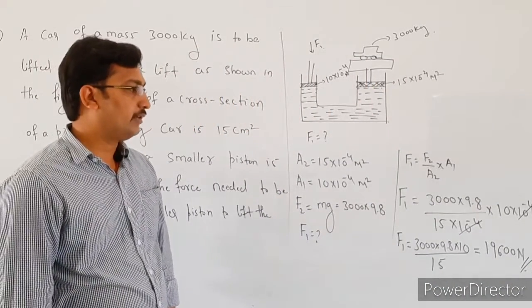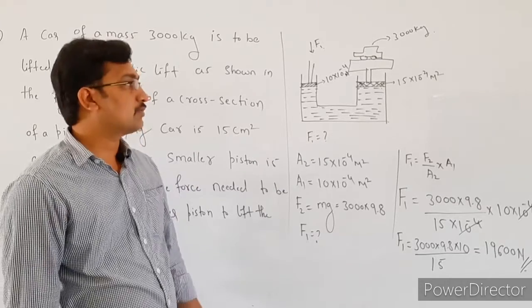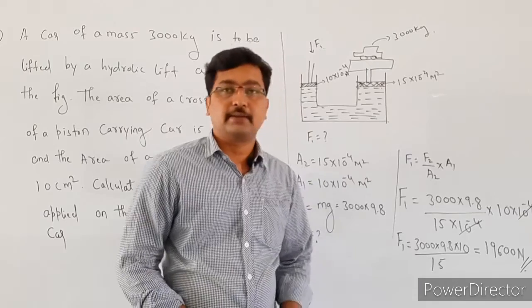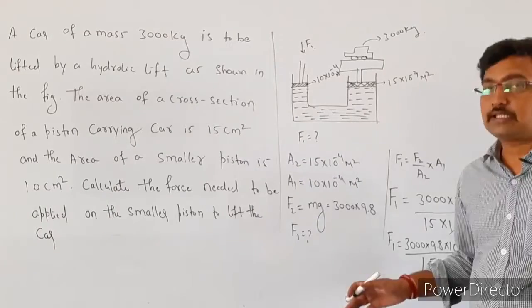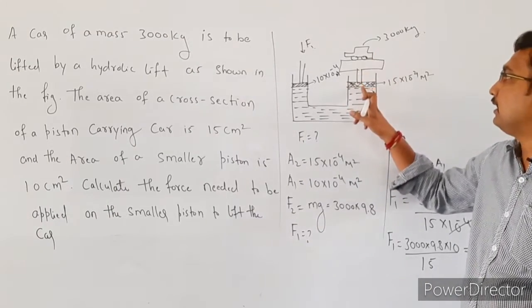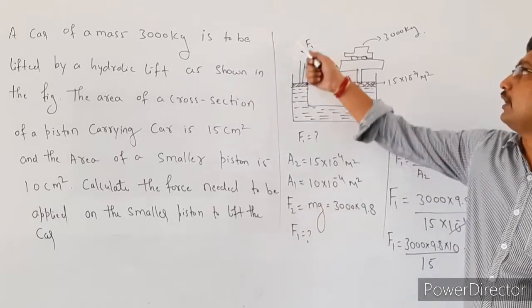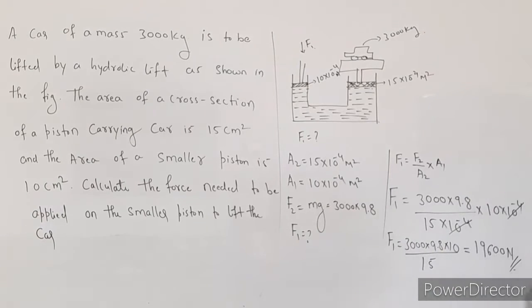In this case we found the force applied on the smaller piston. Its value is 19600 Newton. In this problem, the mass is given, the area of the larger piston is given, and the area of the smaller piston is also given. We have to find out the F1 value. So the F1 formula is F1 is equal to F2 by A2 into A1.